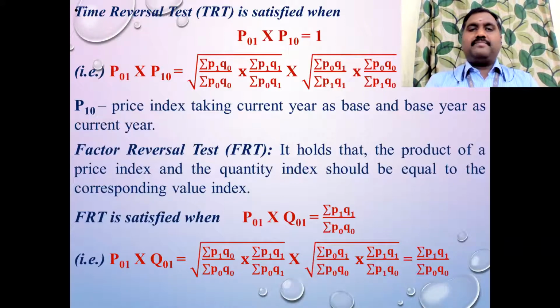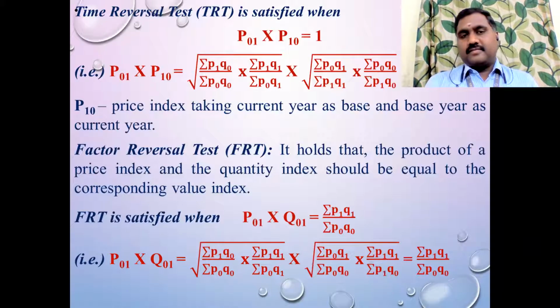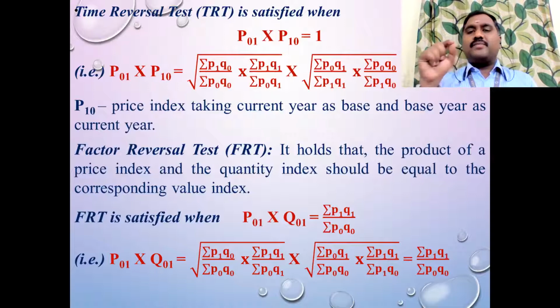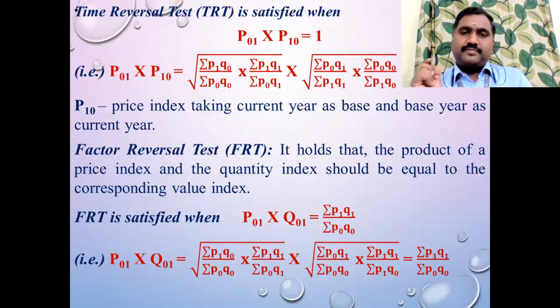The TRT formula: P01 into P10 should be equal to 1. That means you should prove that after substituting the P1, P0, Q0, Q1 values in the respective formula, it should be equal to 1. That means your time reversal test is proved and verified. Similarly, the factor reversal test is a combination of both price and quantity. P01 into Q01 should be equal to the value of summation P1 Q1 divided by summation P0 Q0.